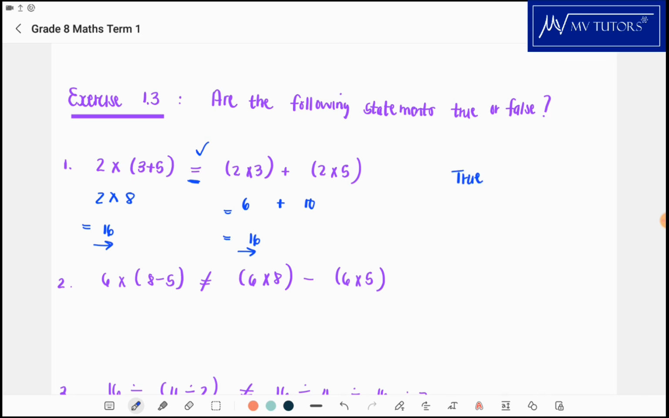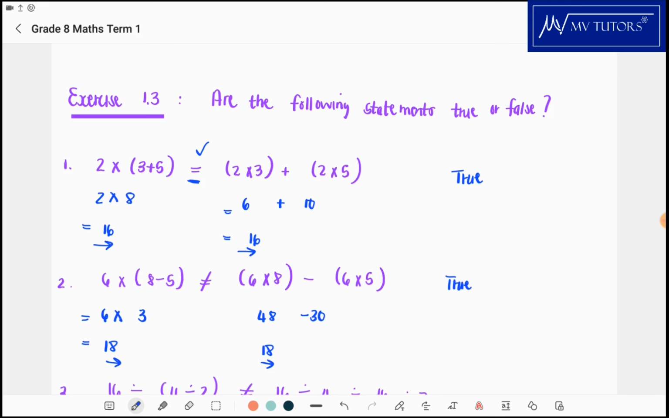And then number 2, we start with the brackets. So we have 6 times (8 minus 5), which is 3. So 6 times 3, that is 18. Then we have 6 times 8, which is 48, and 6 times 5, which is 30. So 48 minus 30, that is 18. So the two are actually equal. So this should be true.